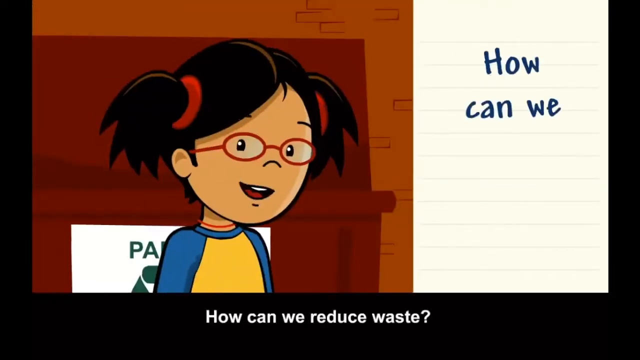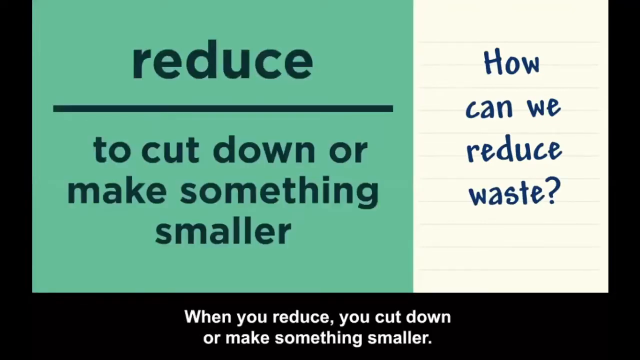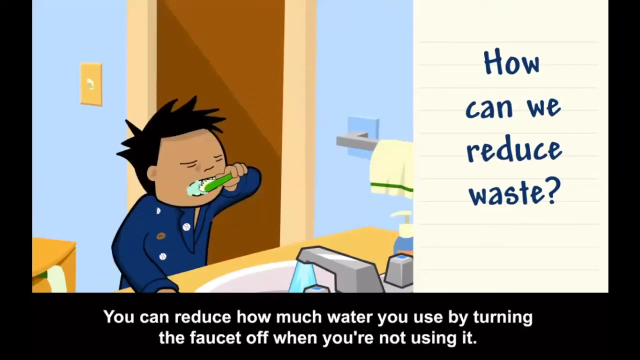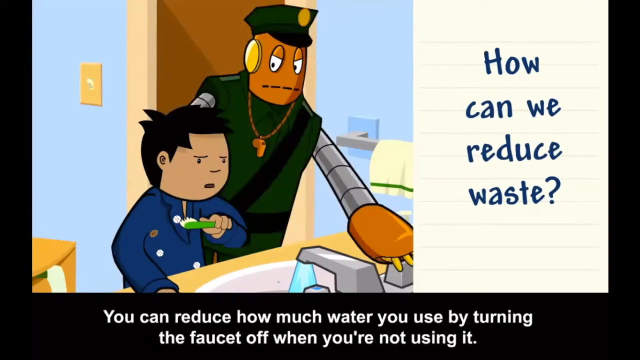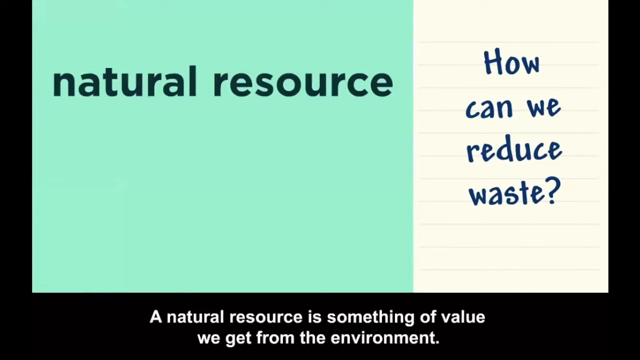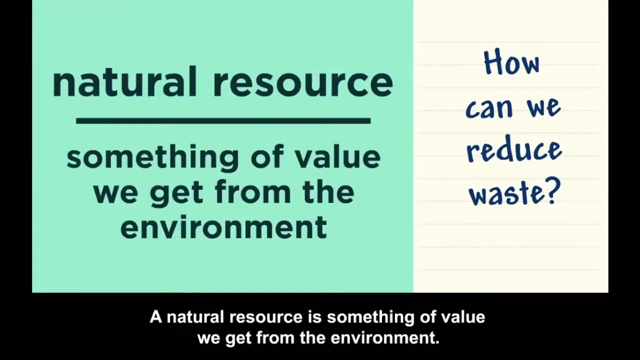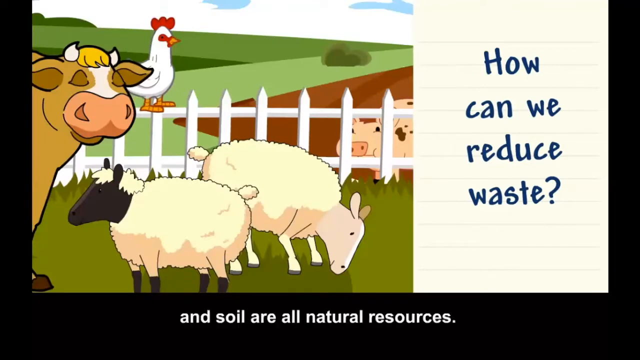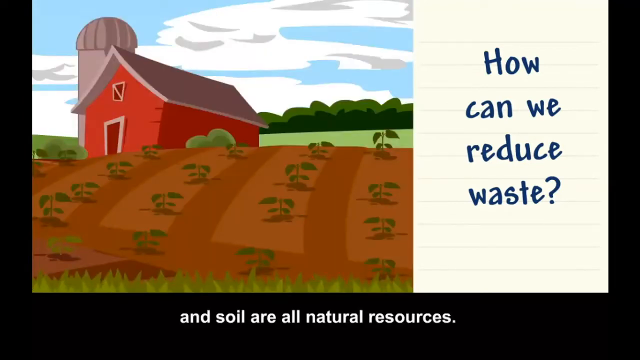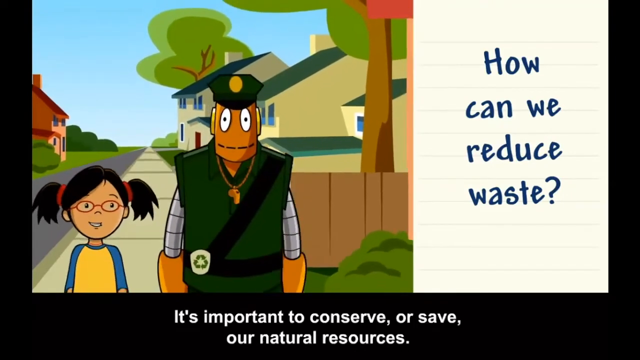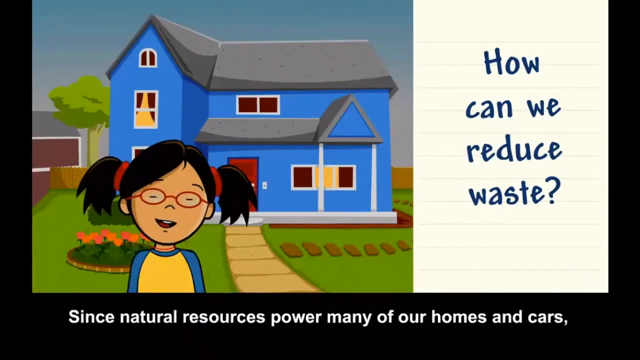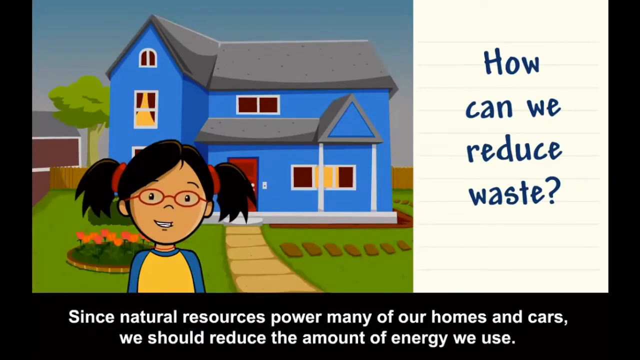How can we reduce waste? When you reduce, you cut down or make something smaller. We can reduce by using less stuff and using only what we need. You can reduce how much water you use by turning the faucet off when you're not using it. A natural resource is something of value we get from the environment. Water, plants, animals, and soil are all natural resources. It's important to conserve or save our natural resources. Since natural resources power many of our homes and cars, we should reduce the amount of energy we use.